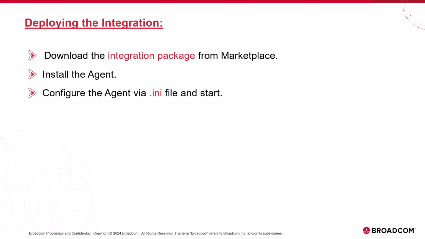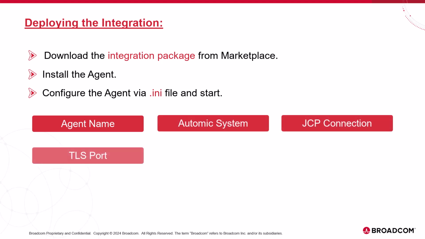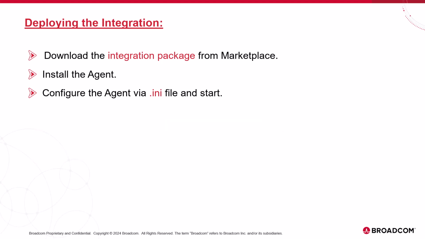It requires at least 4 values to be updated: agent name, Automic System, JCP connection and TLS port, and finally TLS certificate. When the agent is configured, we start it. New object templates are deployed.